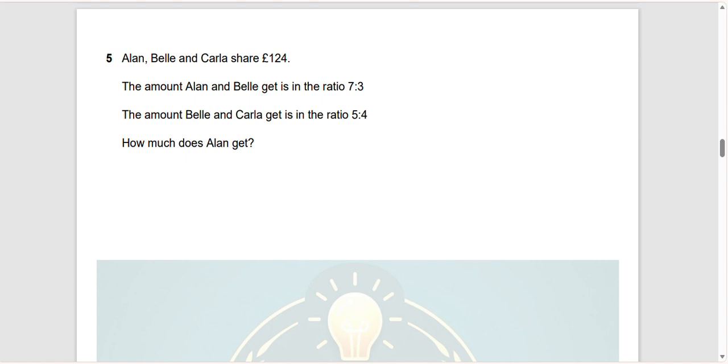Alright, now we have a word problem. Alan and Bala and Carla share 124 pounds. The amounts Alan and Bala get are in the ratio 7:3. The amounts Bala and Carla get are in the ratio 5:4. How much does Alan get?